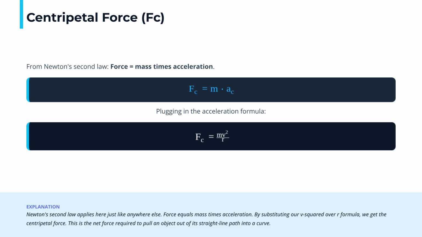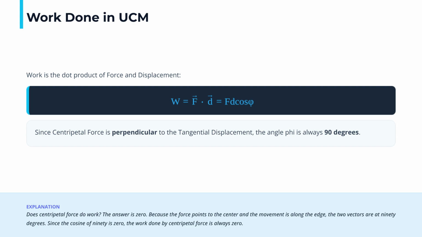By substituting the v² over r formula, we get the centripetal force, the net force required to pull an object into a curve. Centripetal force does 0 work. Because the force points to the center and the movement is along the edge, the two vectors are at 90 degrees. Since the cosine of 90 is 0, the work done is always 0.